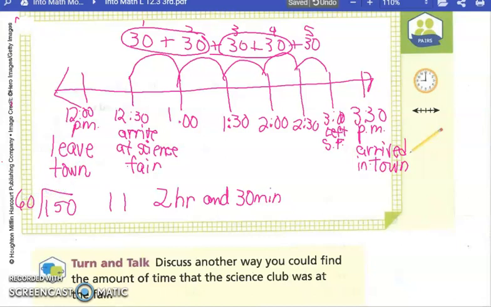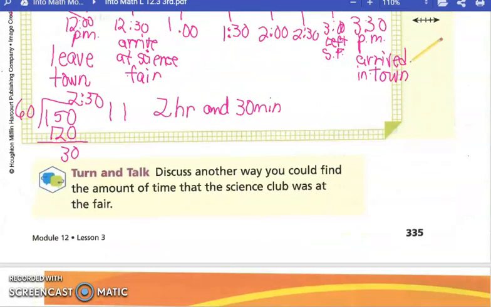So 60 goes in there twice, right? Which would be 120, and then you would have 30 minutes left over. So 2 hours and 30 minutes is your answer. 2 hours and 30 minutes. Okay? We're going to go on to the next page.